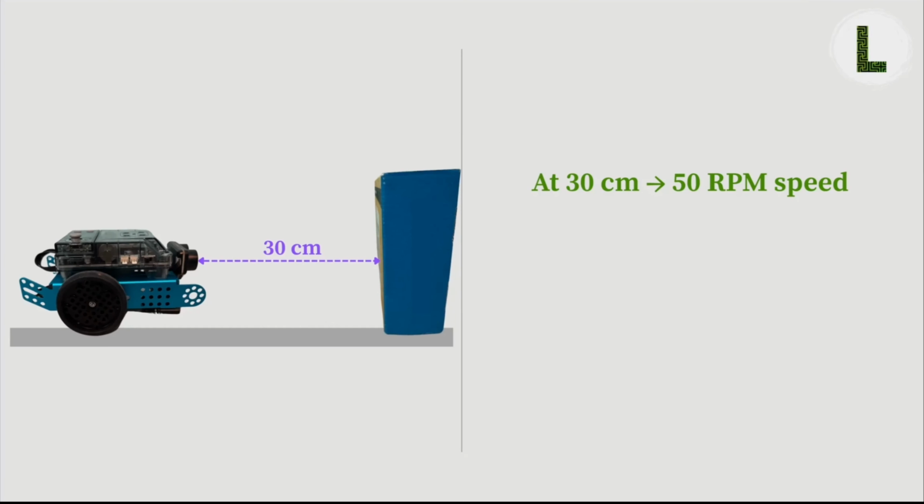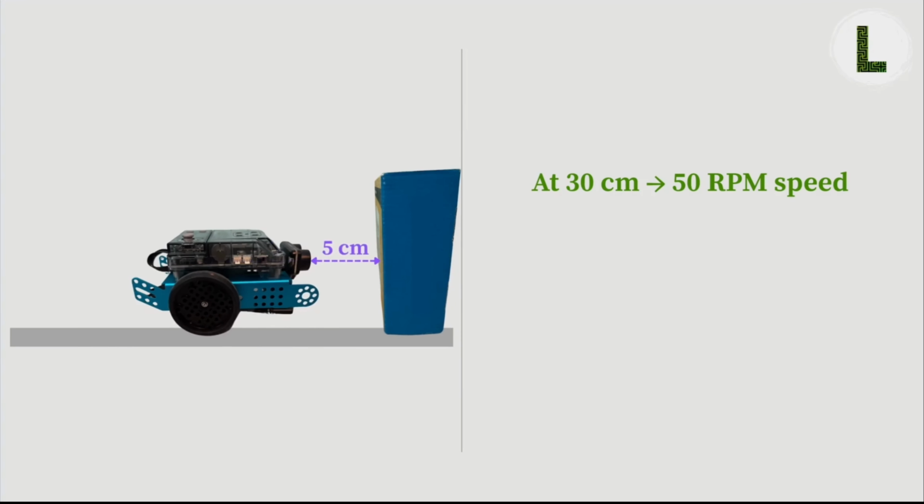So what is linear interpolation? Let's say we want our robot to slow down gradually as it gets closer to an obstacle. We know two important points. When the robot is 30 centimeters away, it should move at a speed of 50 RPM, and when it's 5 centimeters away, it should be completely stopped. That is 0 RPM speed.